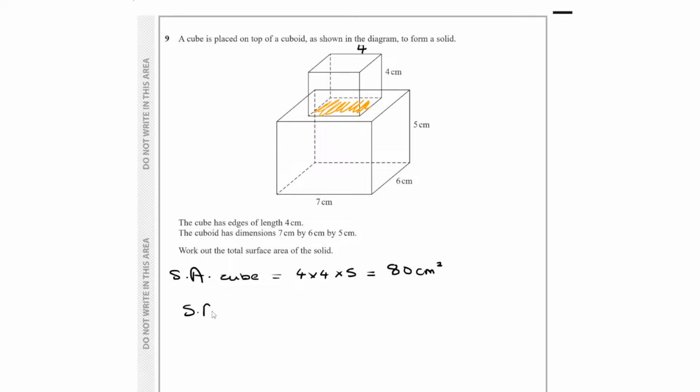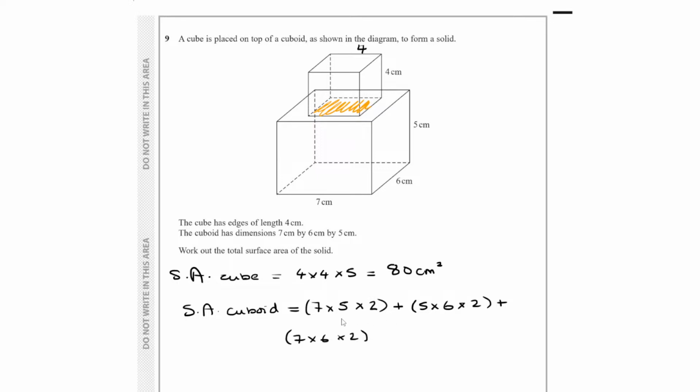Then we need to do the surface area of the cuboid. And again, we'll subtract this other bit at the end. So this one's obviously got different faces, hasn't it? If you imagine the front and the back, that is 7 times 5, but there's 2 of them, so I'm going to times that by 2. Then I need to add that to the left and the right hand side, which is 5 times 6, and there's 2 of those. And the top and the bottom is 7 times 6, and there's 2 of those.